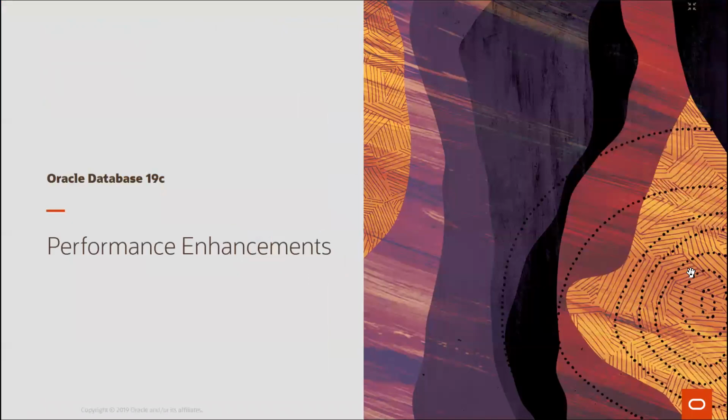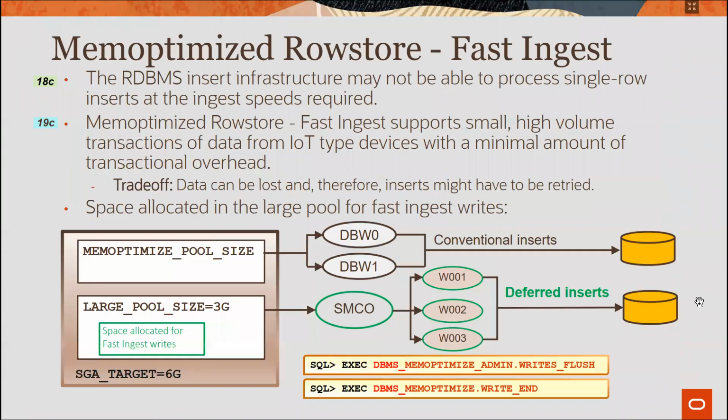Next slide. All right. Performance enhancements. We have the ability to work with Memoptimized Rowstores. We had this with 18C, but what we had a problem with was being able to ingest the amount of data that was coming in very, very quickly. This is something we see in big data. If I've got a lot of streaming data coming in, I need to be able to process it as quickly as possible. In 19C, we are able to manage that data a little bit faster.